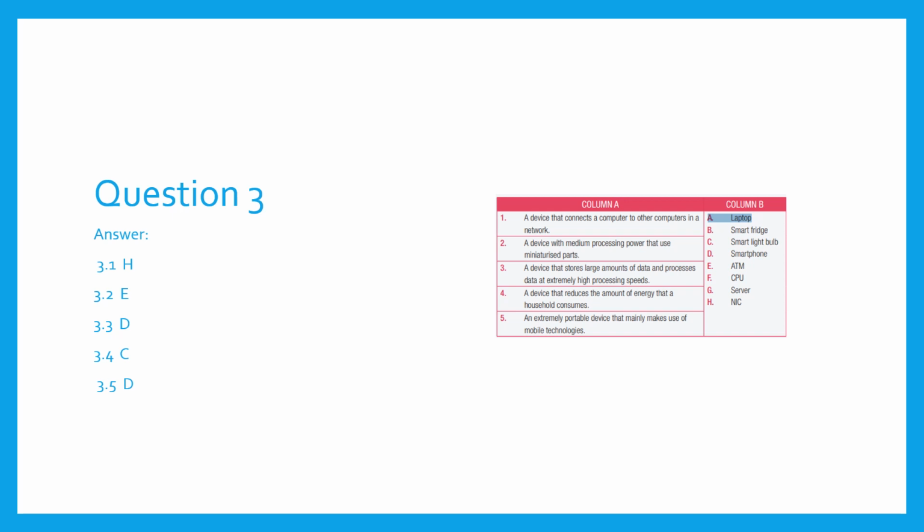A device that reduces the amount of energy that a household consumes is C. Smart light bulb. An extremely portable device that mainly makes use of mobile technology is D. Smartphone. Yes, it's right. It's D. Sorry.